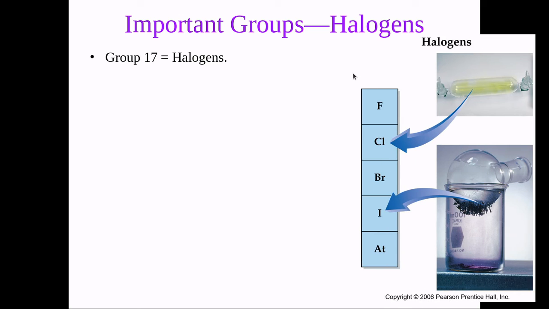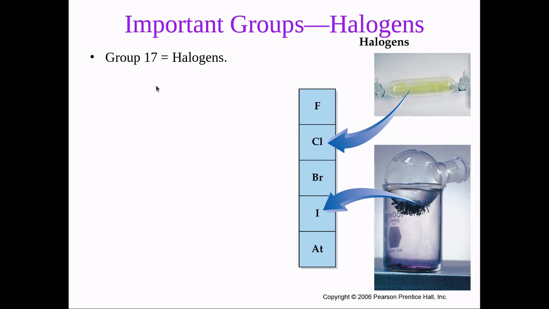So moving to the other side of the periodic table, we have the halogens, and these are in group 17. They are nonmetals. Fluorine and chlorine are gases. Bromine is a liquid at room temperature, but only just barely. And iodine is a solid.